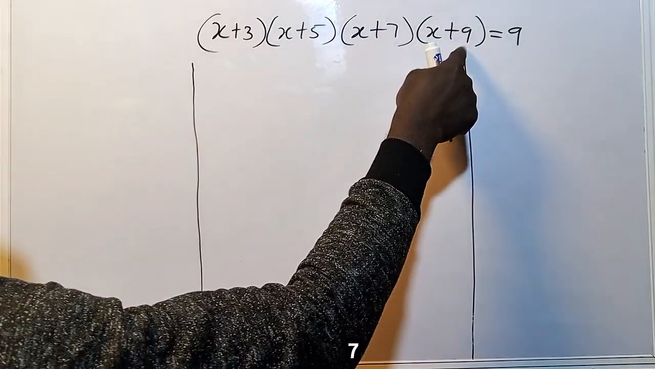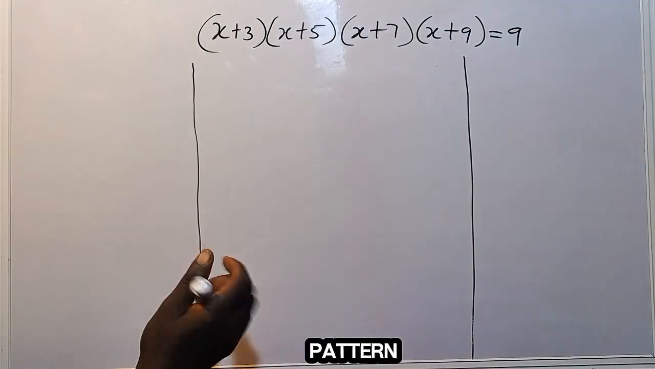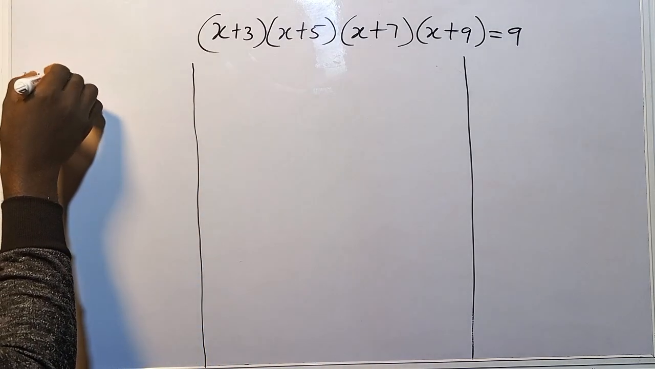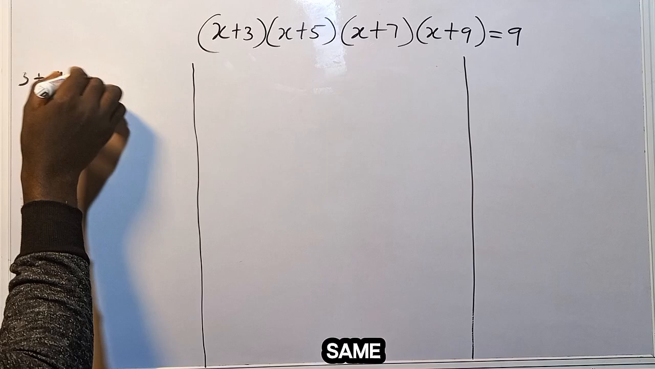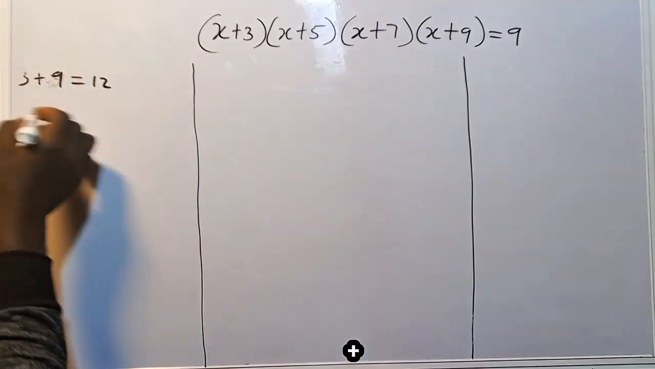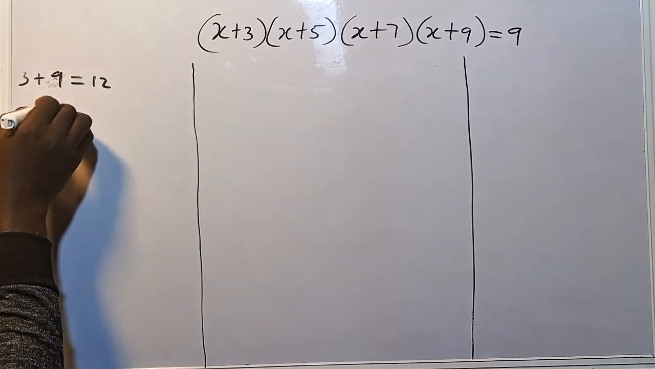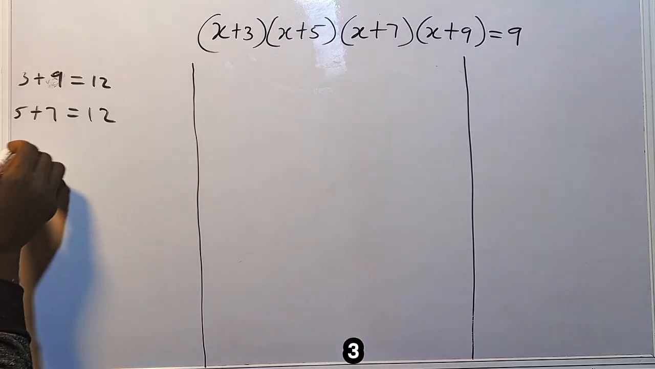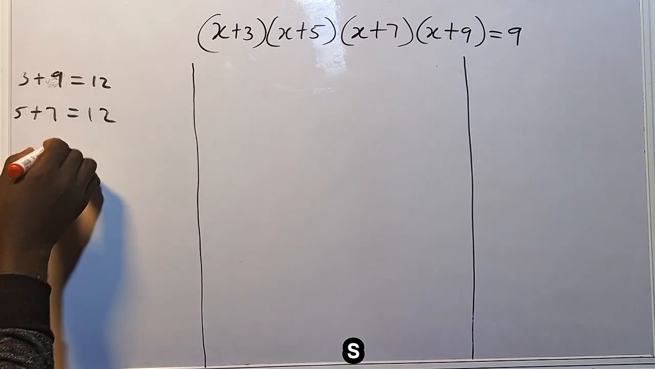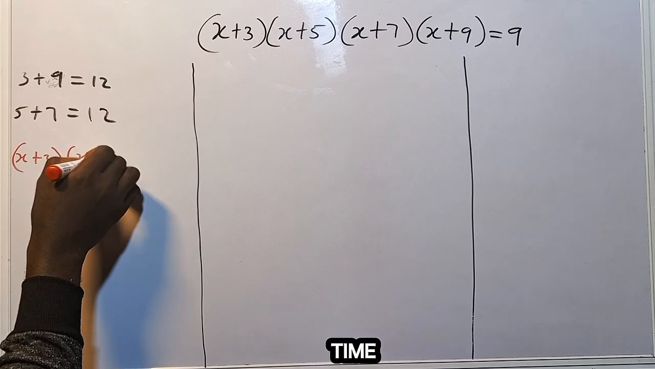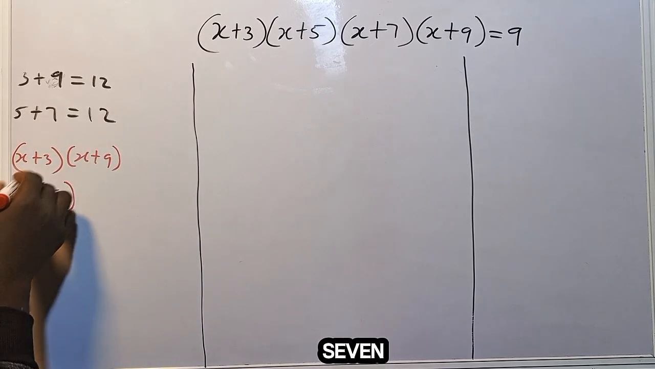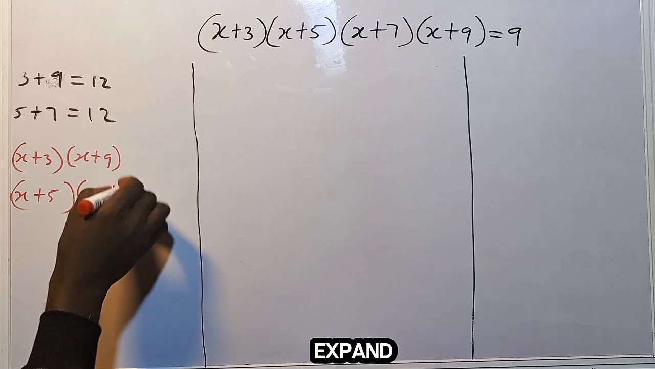Now, 3 and 9 will give you 12, and 5 and 7 will give you 12. That's a symmetrical pattern. So 3 plus 9 gives 12, and at the same time, 5 plus 7 will also give you 12. Now it will be in the form (s plus 3)(s plus 9), and at the same time, (s plus 5)(s plus 7).